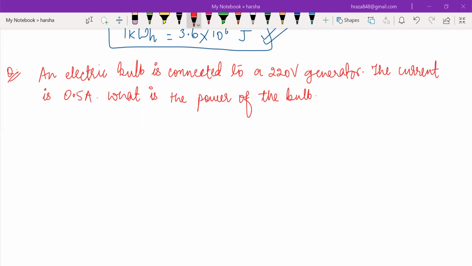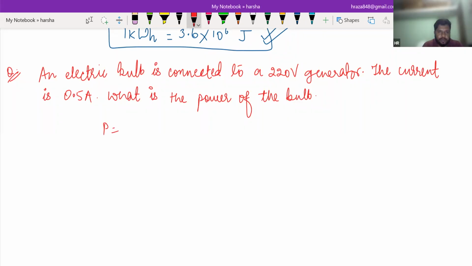Sir, 110 watt. Very good. Any answer? I'm going to give you another question. Sir, 110 watt. Sir, we just had to multiply it, right? Yes, you just have to multiply it. Yeah, so I got 110 watt.